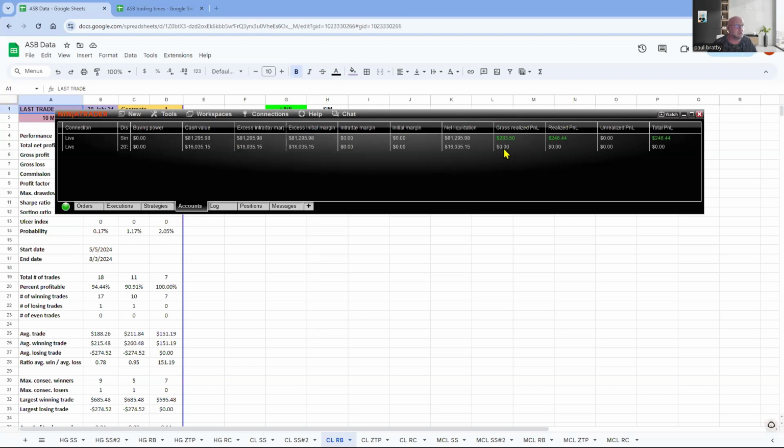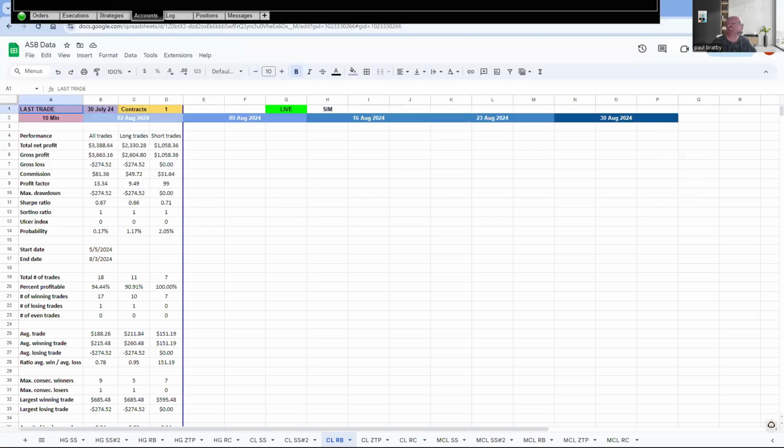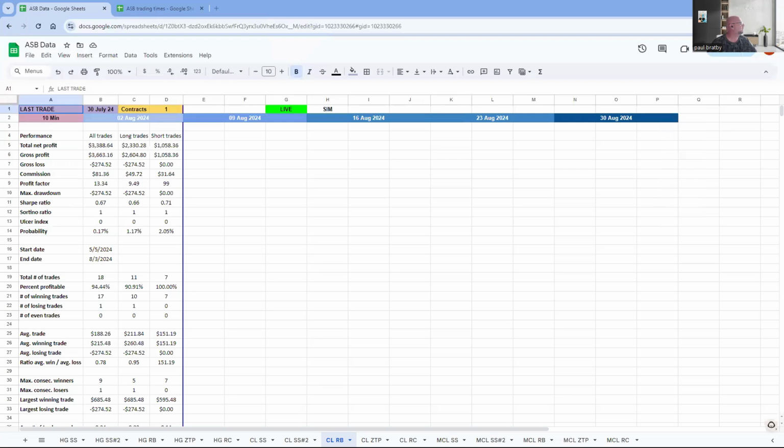So today, no trades on the live. The Slingshot and the Range Breakout have not traded today, but the Roller Coaster and Zone Trader Pro, between them, the HG, the CL, the MCL, they've made $246 profit. Okay, but that's one day. I don't know what's going to happen tomorrow. I need to collect that data so I can optimize properly. But everything so far is going very, very well.